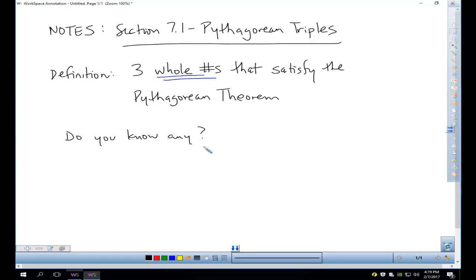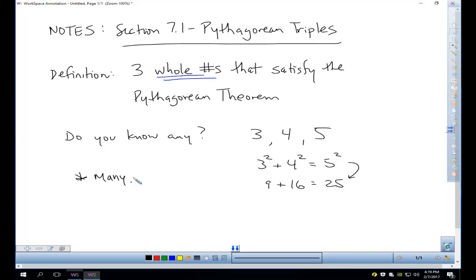Probably the most popular or easiest one to remember is 3, 4, 5. The numbers 3, 4, 5 work in the Pythagorean theorem. 3 squared is 9. 4 squared is 16. If I add those together, I get 25, which is 5 squared. So, first thing, I'd love to see you memorize and just remember that 3, 4, 5 is a Pythagorean triple. There are many, many other Pythagorean triples, like an infinite number of them. Obviously you can't memorize all of them, but there are many of them.